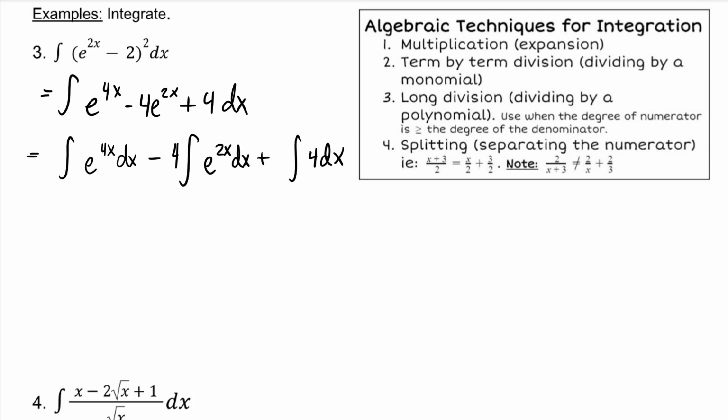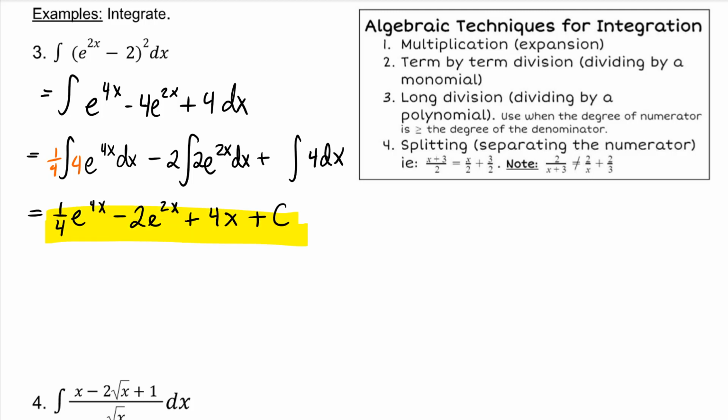Remember the integral of e to the u prime is e to the u, but u prime has to be present. So we need a 4 for the first one, and we need a 2 for this one. I'm just going to split this 4 into a 2 times 2. Remember, you can always check by deriving your answer, and you should get your integrand.